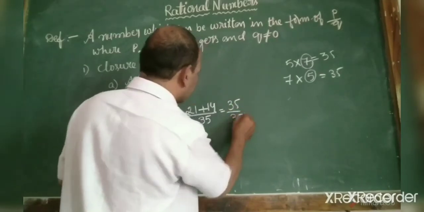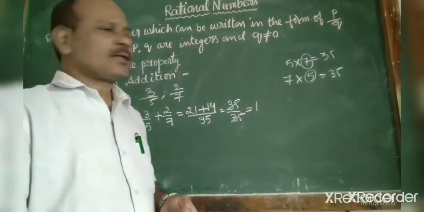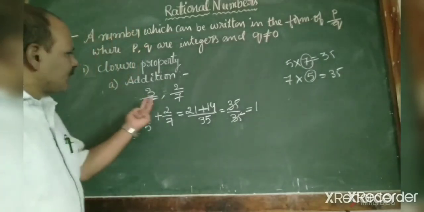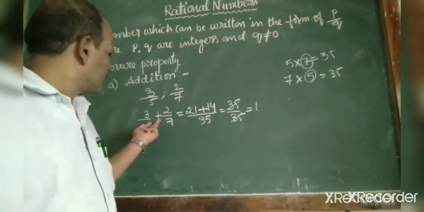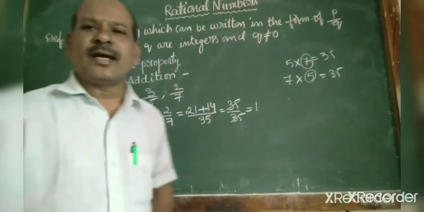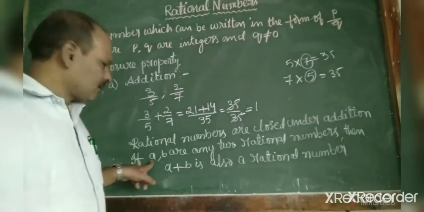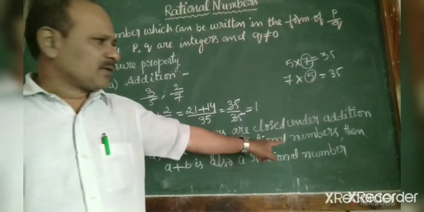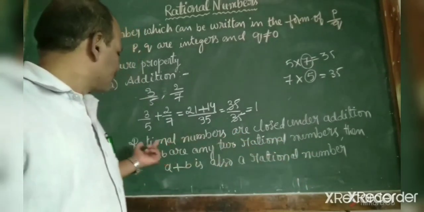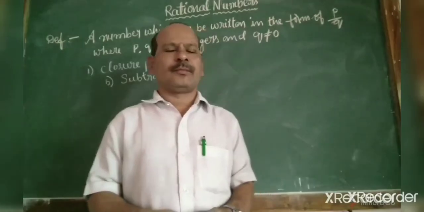35 by 35. After cancellation, the result is 1. So the result is 1. It is also a rational number. So when I am taking two rational numbers and doing addition, I am getting the result also a rational number. So we can say that rational numbers are closed under addition. If A and B are any two rational numbers, then A plus B is also a rational number. Then only we can say rational numbers are closed under addition.